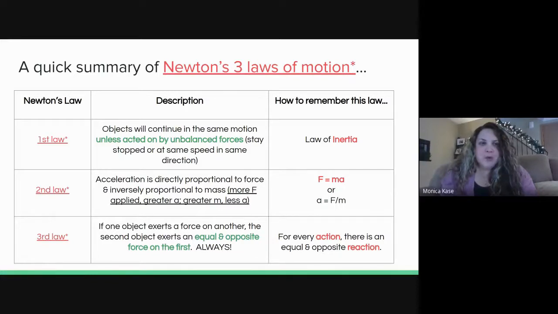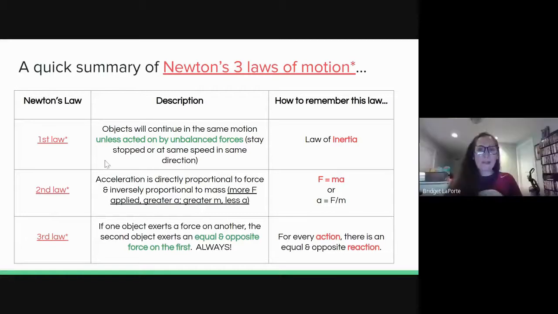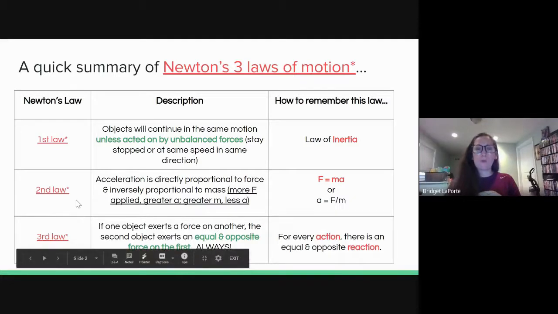But today we are focusing on Newton's first law, which is the law of inertia. This is where objects will continue in the same motion unless acted on by unbalanced forces. So they will stay stopped or at the same speed in the same direction. And while that's going to be the focus of this lecture, Newton also has two other laws, his second and third law, that we'll be focusing on in subsequent lectures.